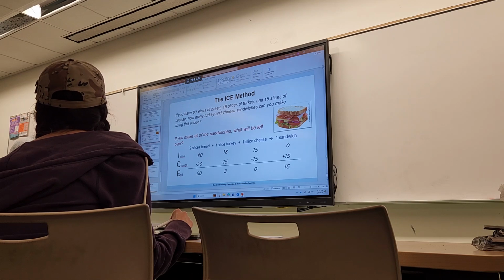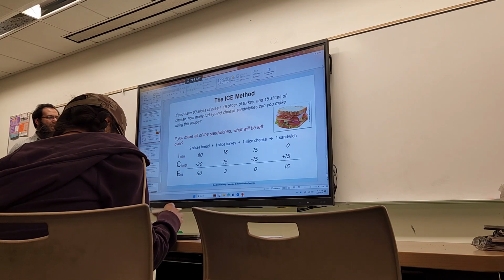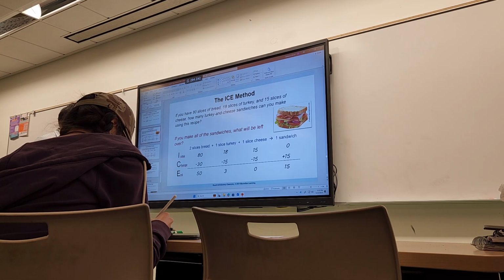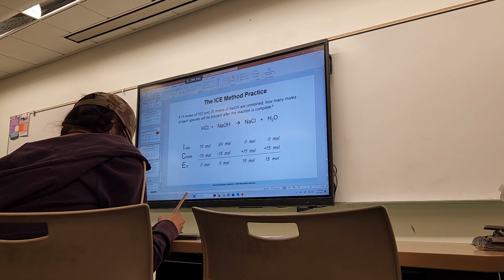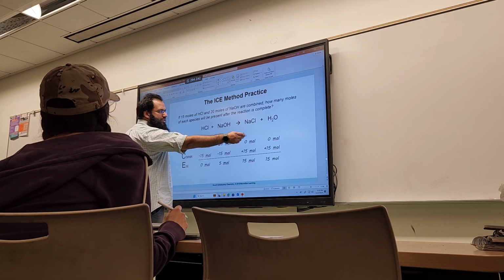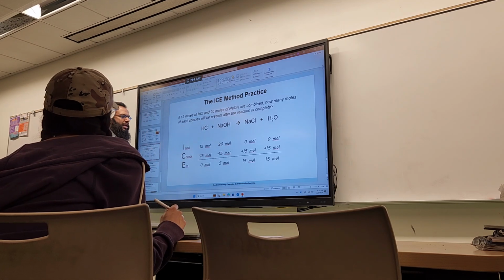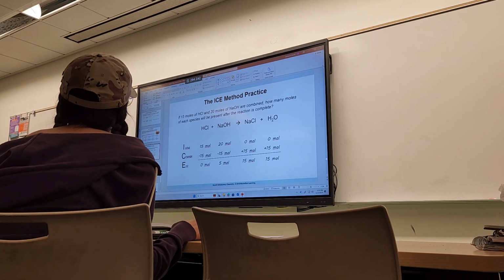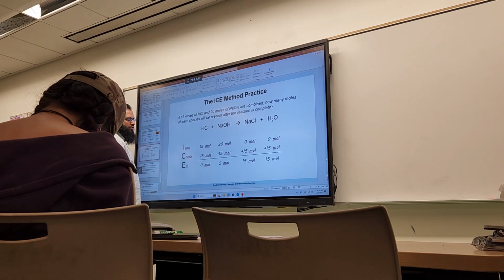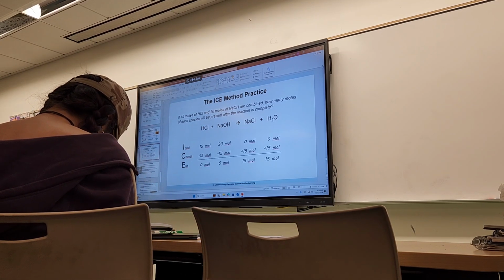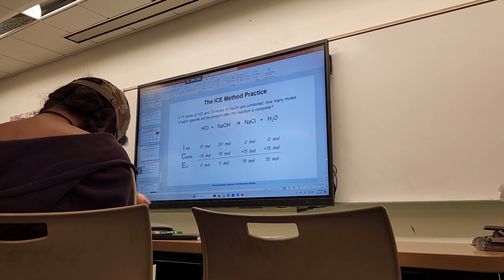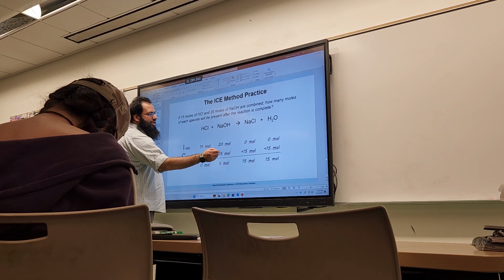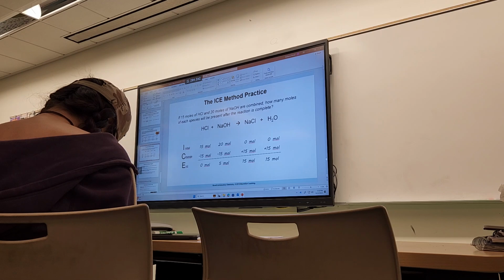Then we have the ICE method, which tells you at the end how many of a specific product you have. So you have your initial amounts, where you have your reactants, and products are 0. You have your change. And then you add the initial and change to get your final. And your limiting reactant will always be 0. Your reactants are always negative in the change, and the products are positive.